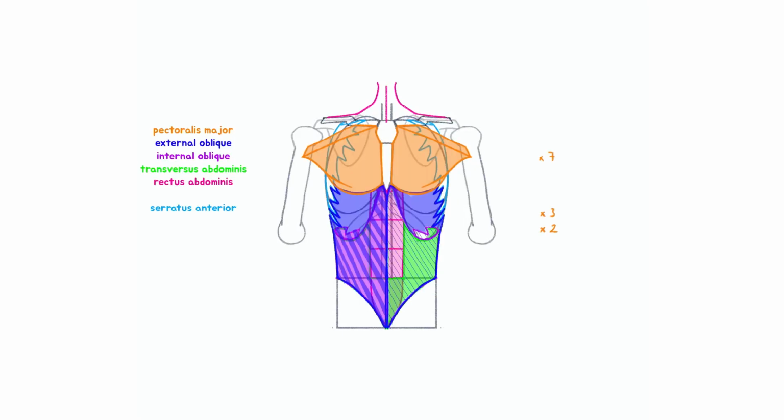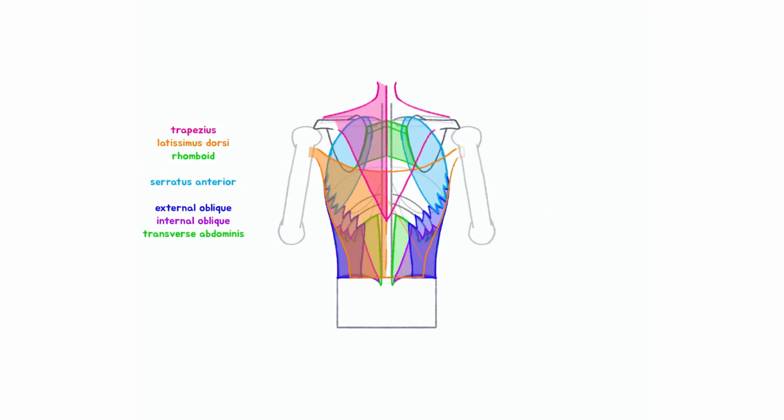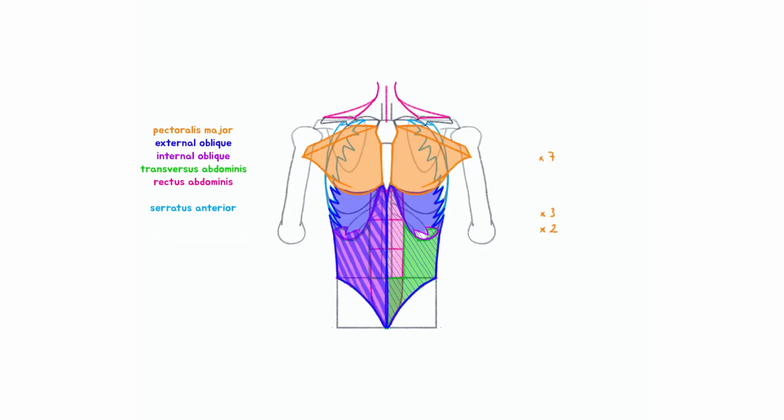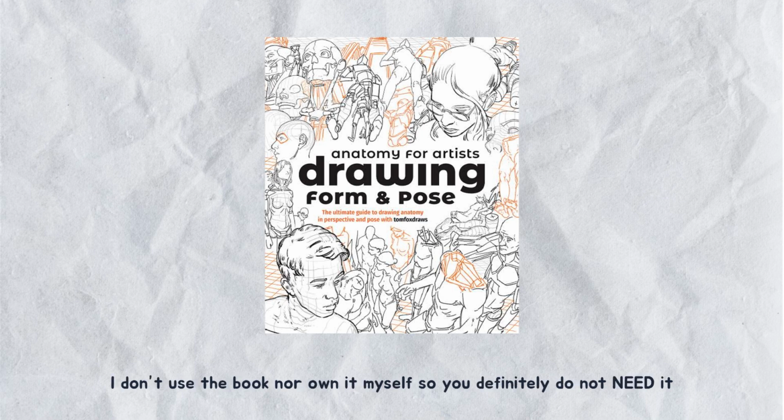You should also have an idea of a base construction method of your own by this point. This will be modified later during practice as you see fit, but it will serve as a starting point. If you'd rather follow a professional's already proven construction method, it's going to cost you a couple bucks, but the construction in the book Anatomy for Artists by Tom Fox probably fits the exercise I will list out in a minute the best. I don't use the book nor own it myself, so you definitely do not need it. But I've seen a few snippets online, and if that's what you want, I suggest checking it out.